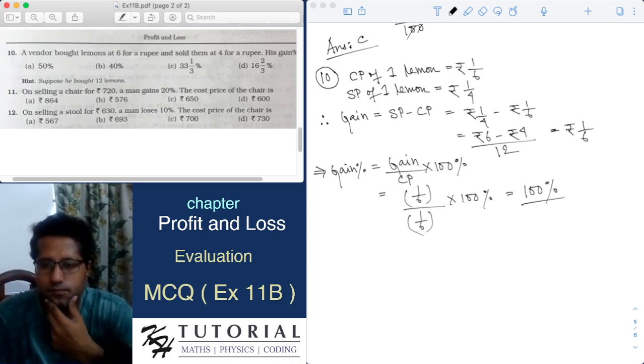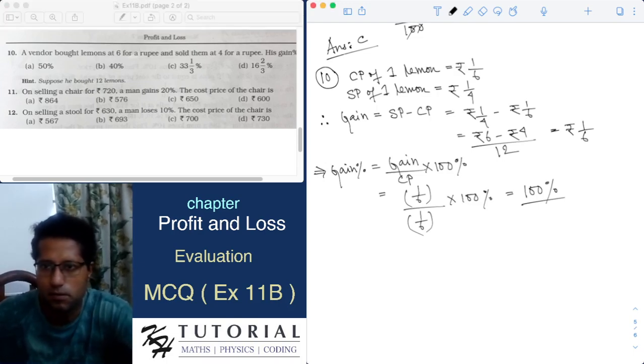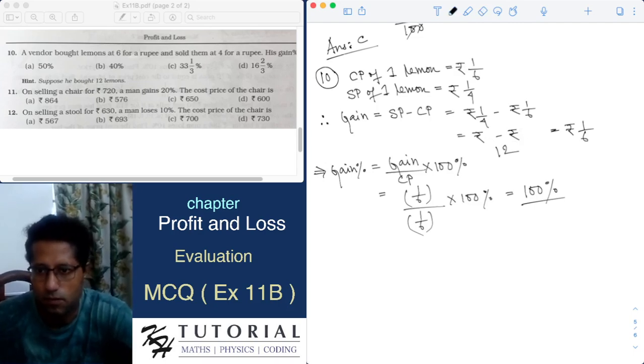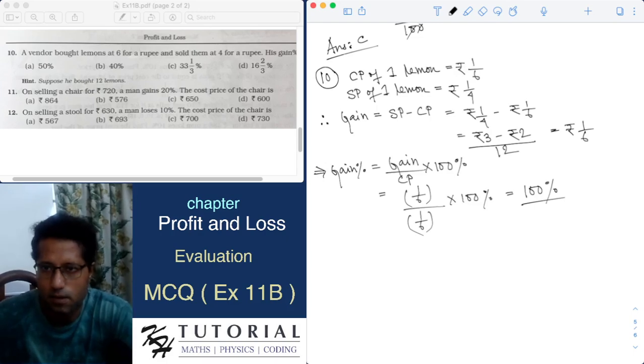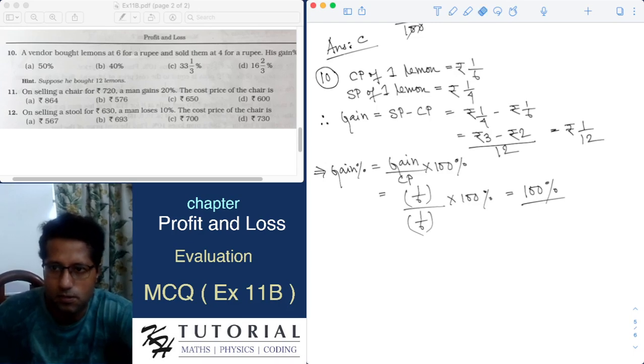And okay, I made a mistake. This will not be 6. So this is 3 and this is 2. So this will be rupees 1 by 12. Gain is rupees 1 by 12.